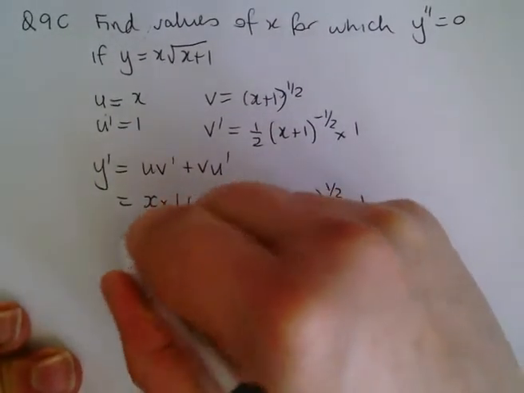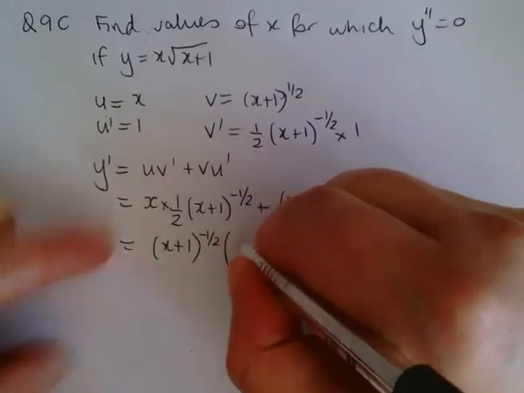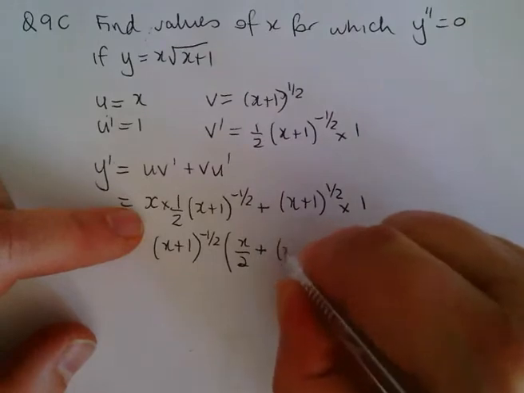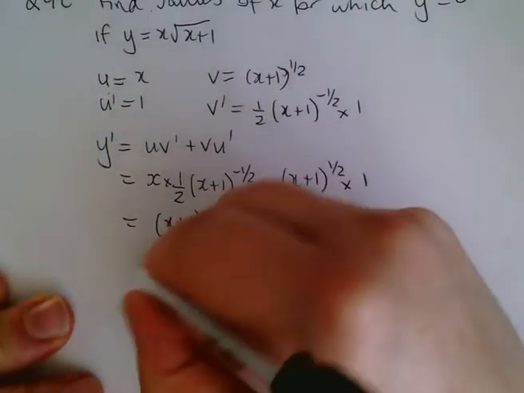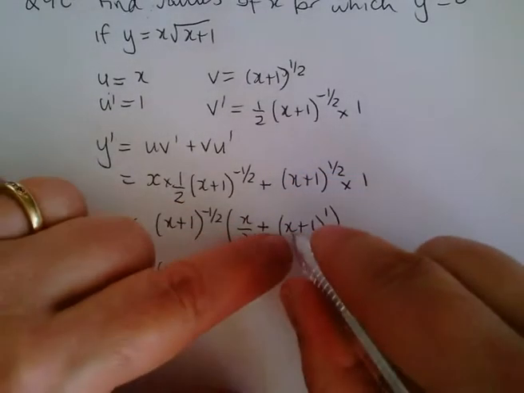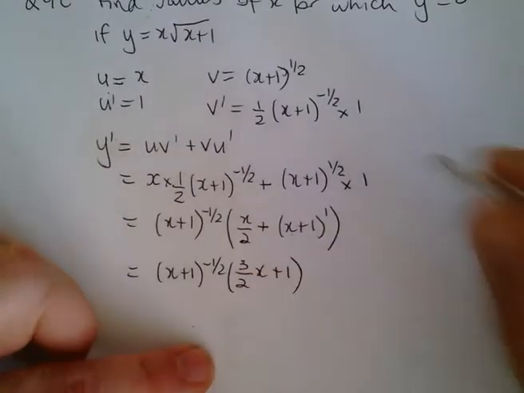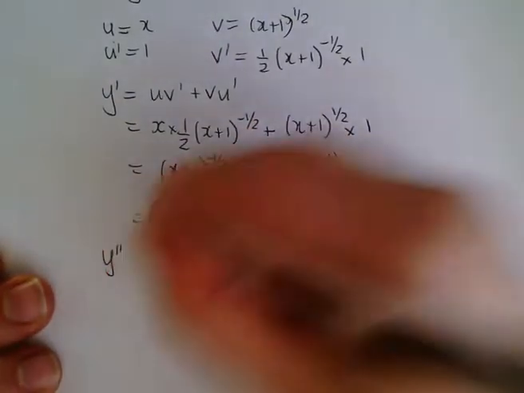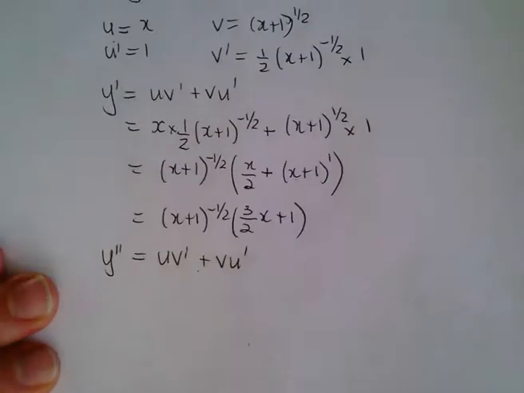plus (x plus 1) to the half times u dash, which is 1. And then we take out the common factor of (x plus 1) to the negative a half, and we're left with a half x, or x on 2, plus you've got (x plus 1) to the power of 1, which is (x plus 1) to the negative a half. This is a half x plus 1x, which is 1.5, which is 3 on 2x plus 1. That's your first derivative.